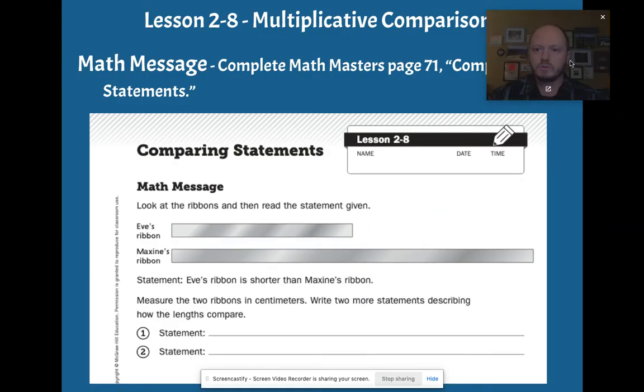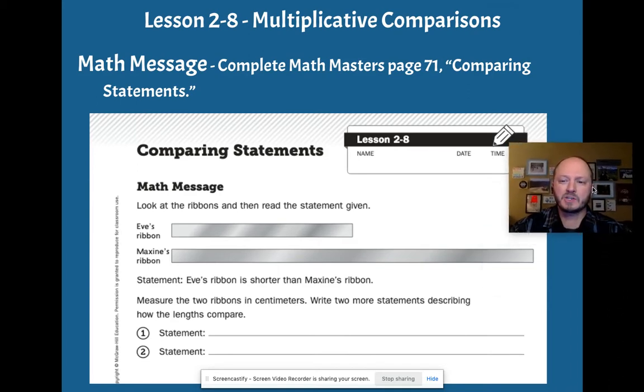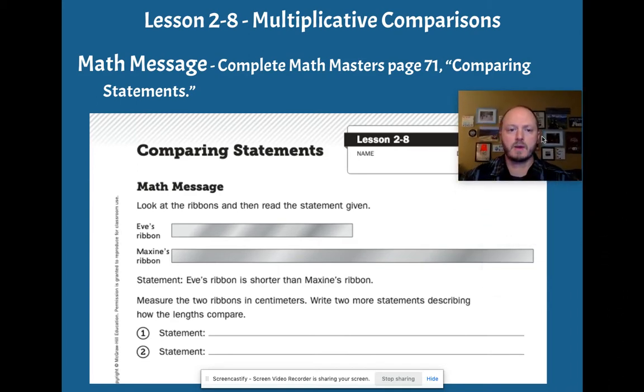Our math message is actually something that normally, when you're in class, I would have you have a half sheet of paper and you would measure these two lines here. It says, look at the ribbons and then read the statement given. So we have Eve's ribbon and we have Maxine's ribbon. The statement is, Eve's ribbon is shorter than Maxine's ribbon. We can agree with that statement, right? Now, the next part says, measure the two ribbons in centimeters, and then write two more statements describing how the lengths compare.